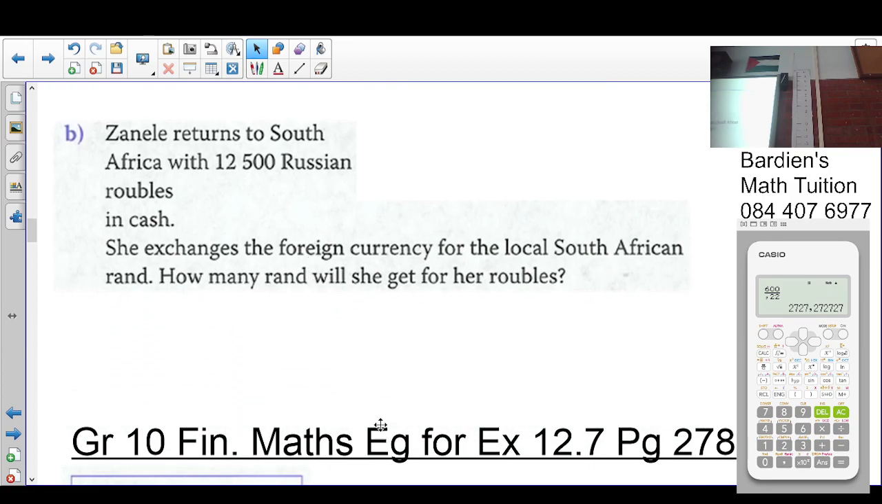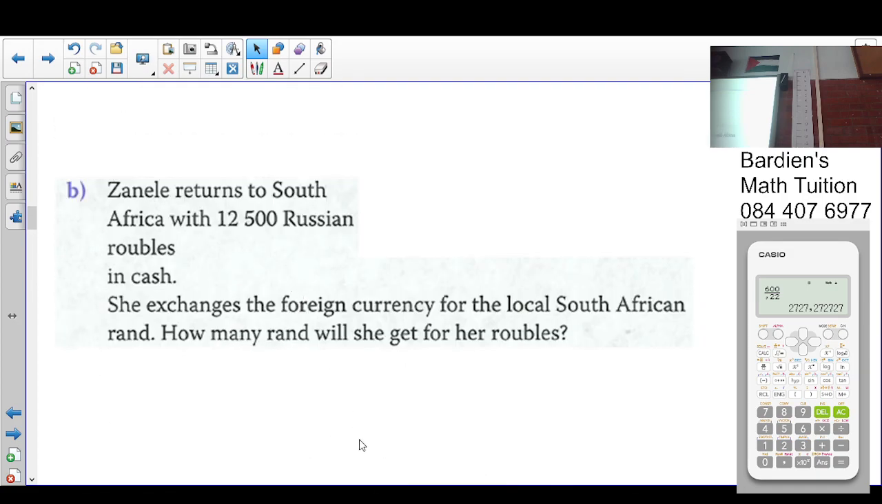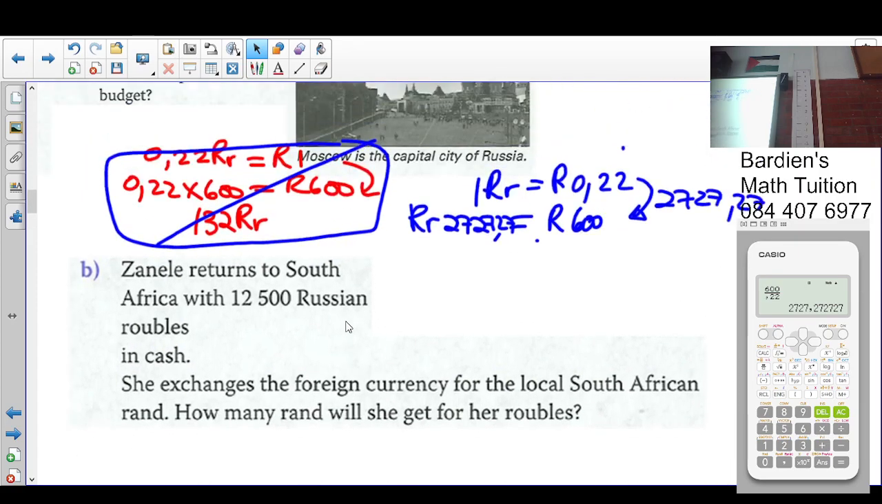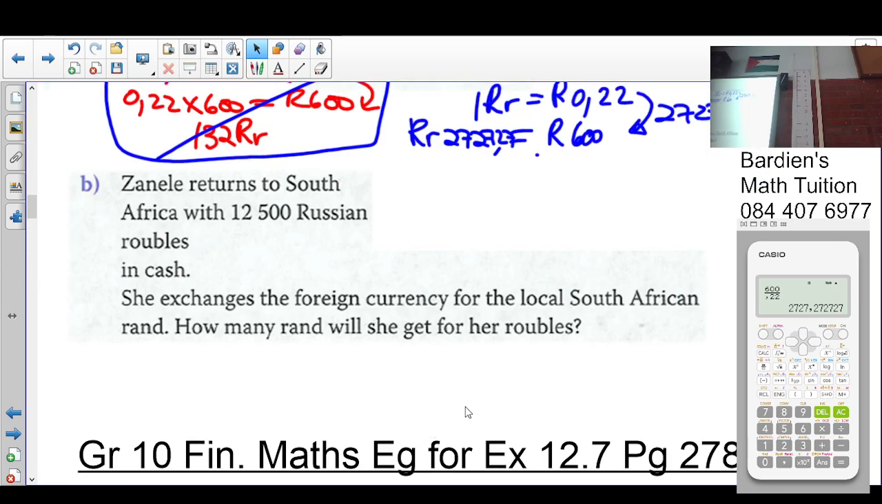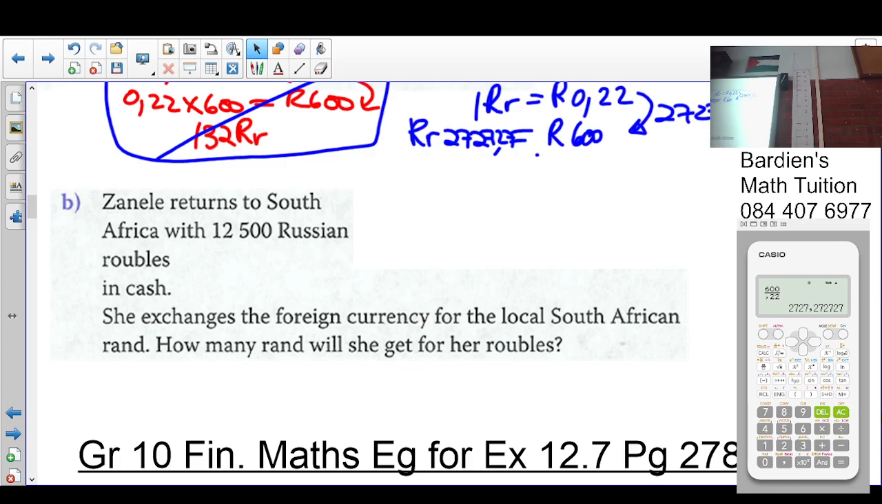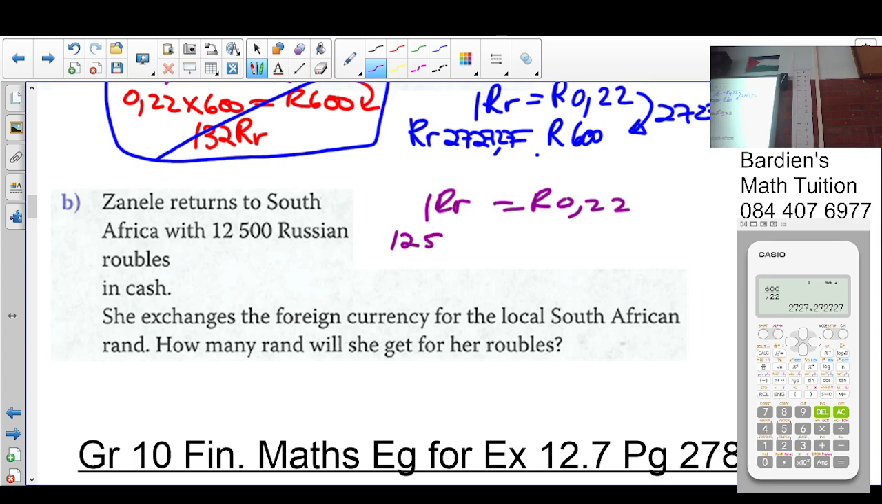Sanelli returns to South Africa. Isn't it at the exchange rate again? So here we are told that Sanelli returns to South Africa with 12,500 Russian rubles. Okay, so 1 Russian ruble is equal to 22 cents. So how do I move from 1 to 12,500? You multiply. So 0.22 multiplied by 12,500.